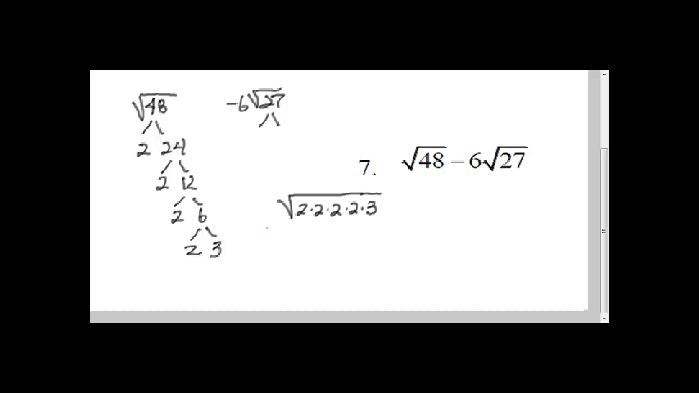Okay, now let's do 27. I've got the negative 6 on the outside. Well, let's just wait on the negative 6. We'll bring that back in later. I don't want to get too confused here. So we'll go 3 times 9. 3 is a prime. And then I've got 3 times 3. These are all primes. So the square root of 27. Now I'm going to bring in my 6. It's 3 times 3 times 3.